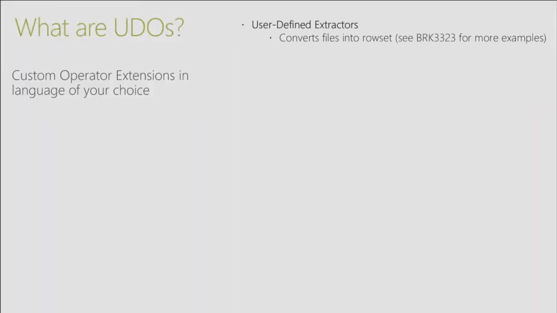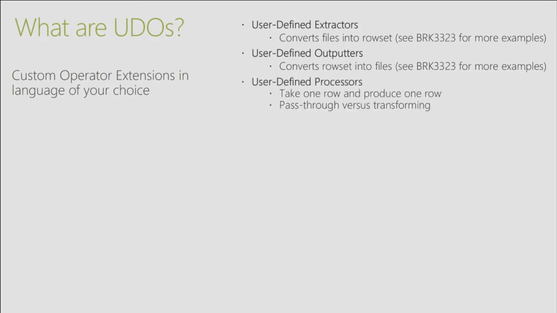So what are UDOs? These are basically custom operators in the language of your choice. You can do user-defined extractors, which convert files into row sets. You have user-defined outputters, which convert row sets into files. And there are some more examples in my presentation yesterday, so I'm not going to show a lot of those here. We do have user-defined processors.